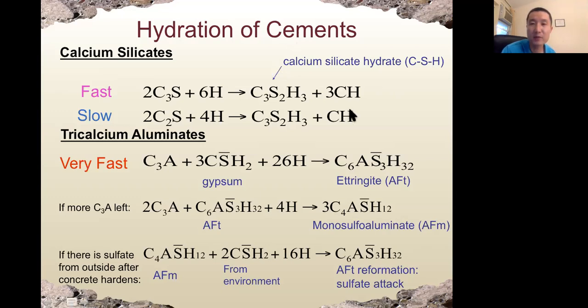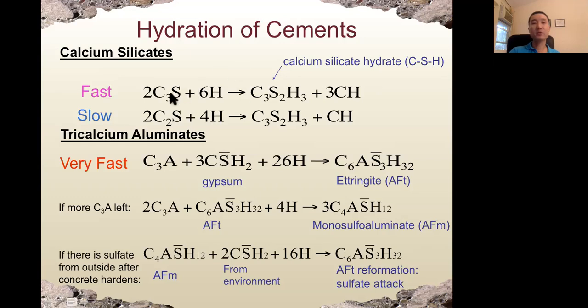The second hydration product is called CH. If you remember the shorthand, this is actually calcium hydroxide. So calcium hydroxide can be dissolved in water. So if water is passing by the concrete, calcium hydroxide could be leached out from concrete.